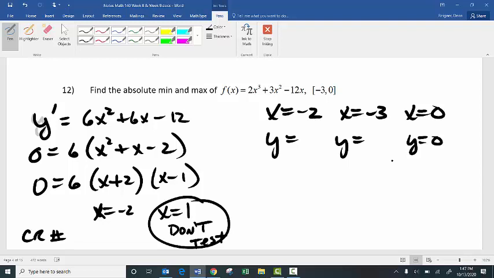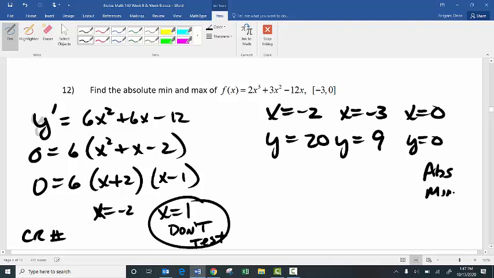when you plug in these numbers, it's a little more difficult to plug in, but not impossible. So I just want to get my sheet and plug them in. Do the math in my head. So when you plug these in, you get 9 for -3, and you get 20 for -2. And we got 0. So this one is going to be the absolute min. It's the lowest one. And then the 20 is going to be the absolute max. Okay, so you got that one.